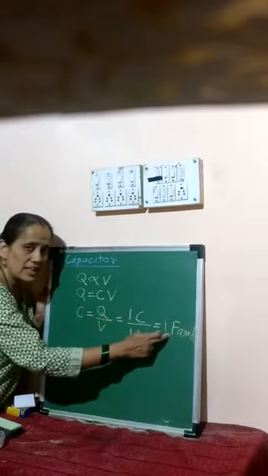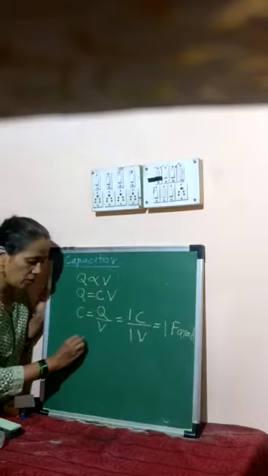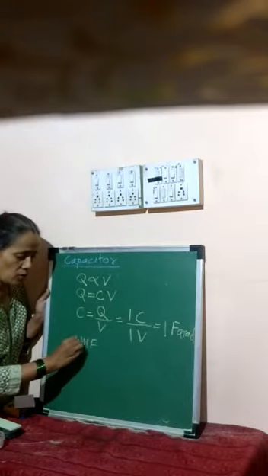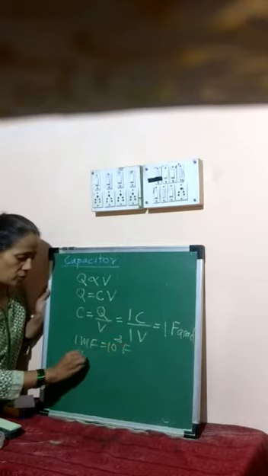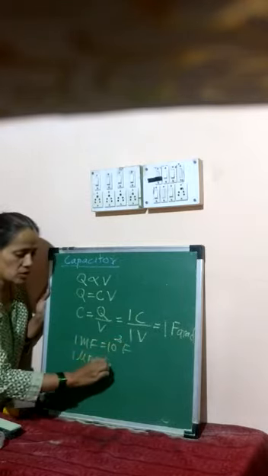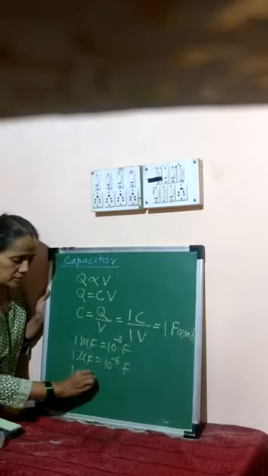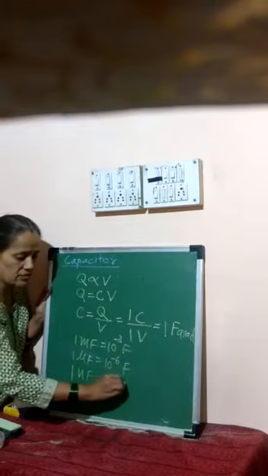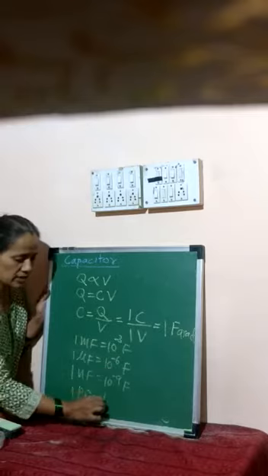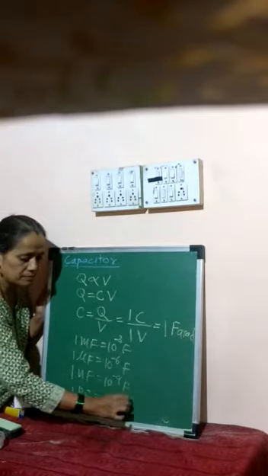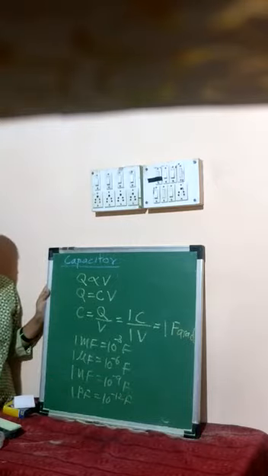Now this farad is the highest unit of capacity. It has smaller units like the millifarad. So 1 millifarad means 10 raised to minus 3 farad. 1 microfarad is equal to 10 raised to minus 6 farad. 1 nanofarad is 10 raised to minus 9 farad. And 1 picofarad is equal to 10 raised to minus 12 farad. Now this is about capacitance.